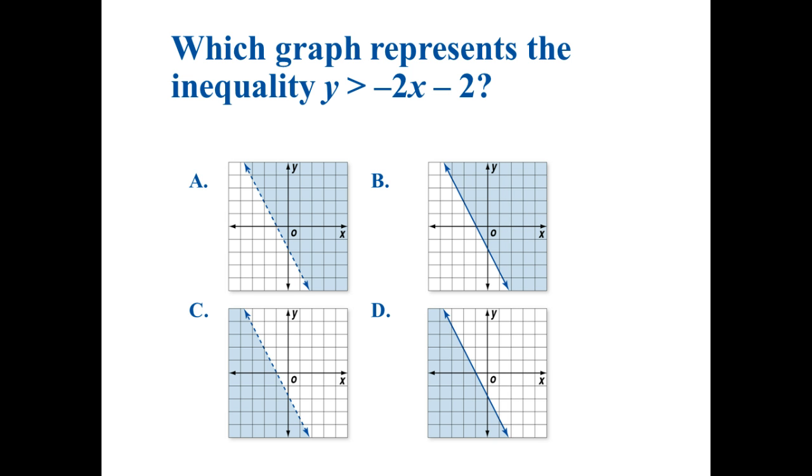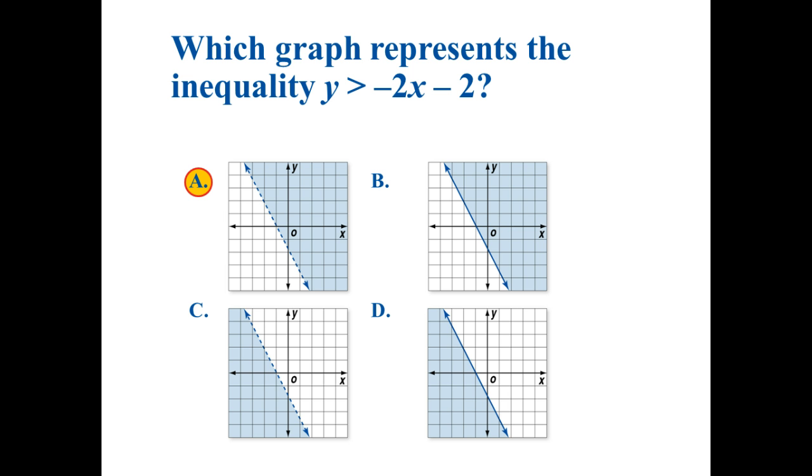Alright, so which one is this? Just know the symbol. All the boundary lines are the same. A, B, C, or D. Now, which two are out right away because solid, dotted? Yeah, B and D are out because those are solid lines. We know it's a dotted line. Is it shaded up or shaded below? Is it A or C? A, shaded up. Yeah, greater than. Okay. That's that.